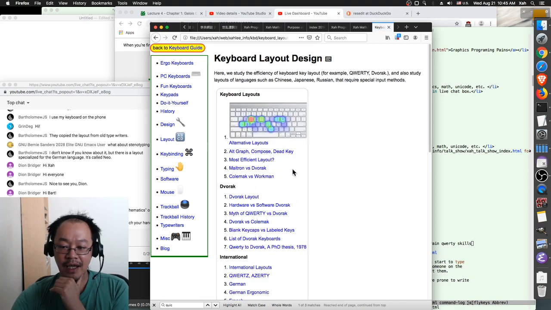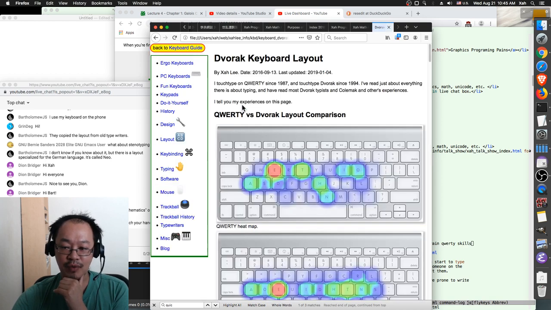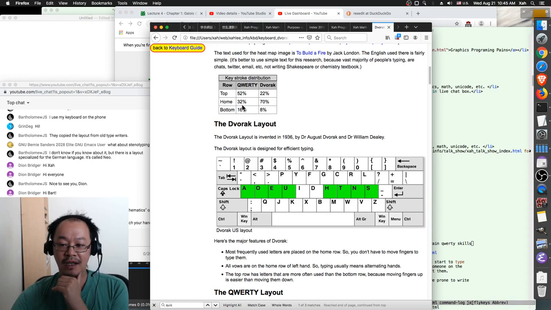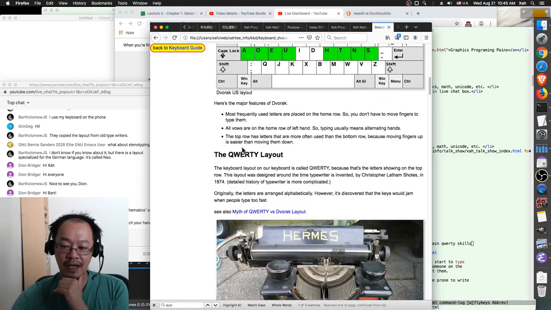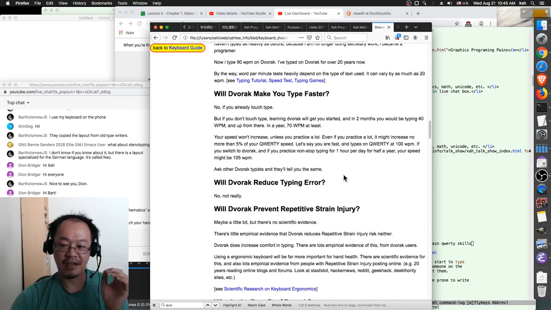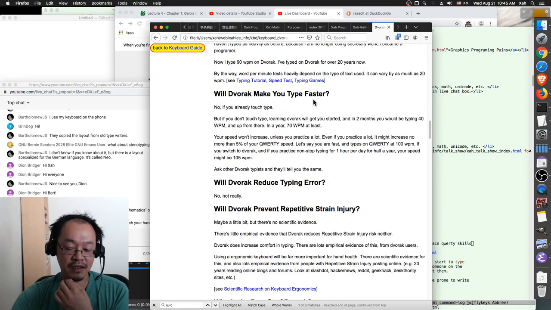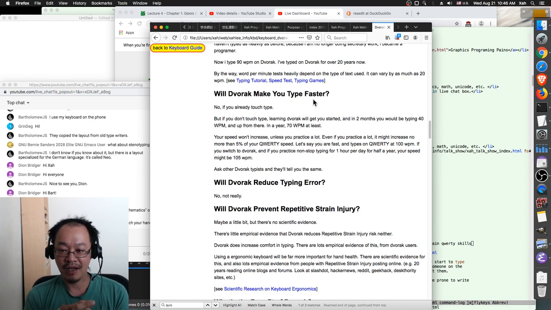There are several articles about the Dvorak layout. This one is basic. It tells you what it is, why it is efficient, how QWERTY was designed, and my experience. Will Dvorak make you type faster? No. There's a myth going around. Most average people, when they hear Dvorak is better designed, think Dvorak will make you type faster. So if I learn Dvorak, I will type faster. No. Generally speaking, no.